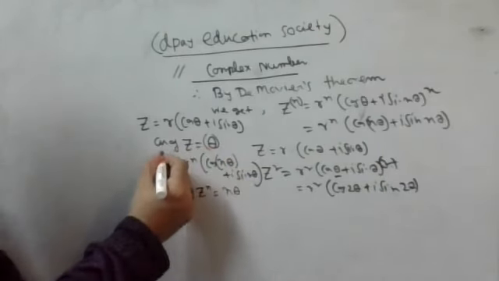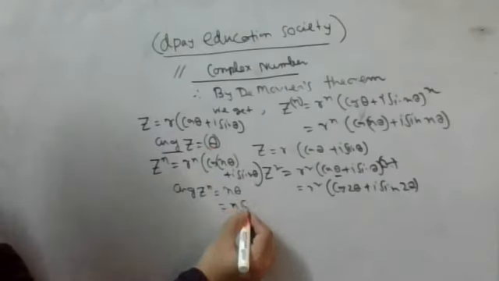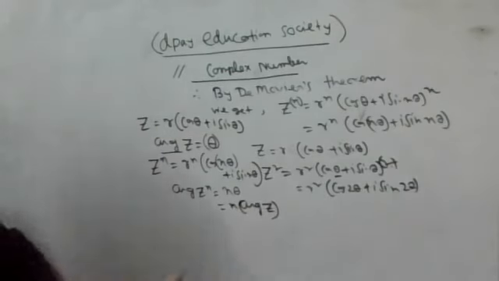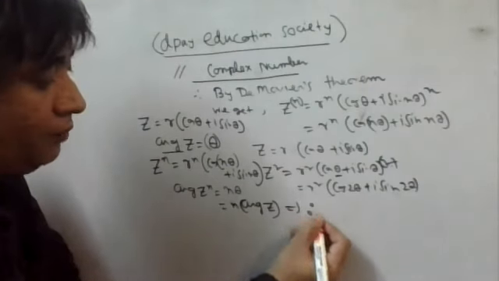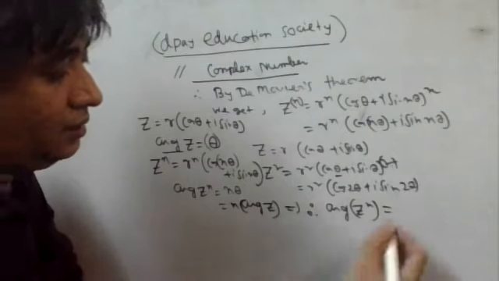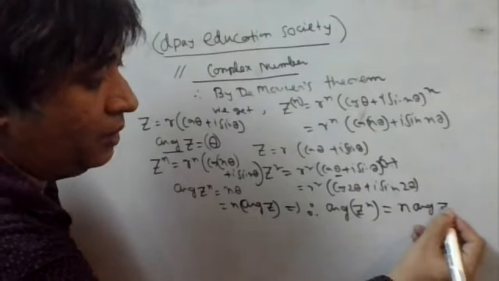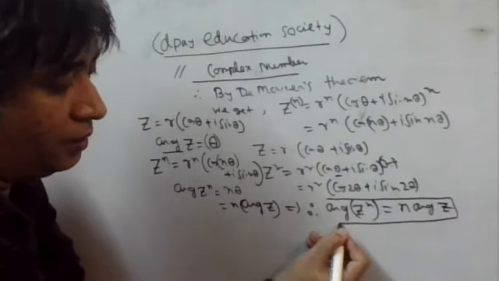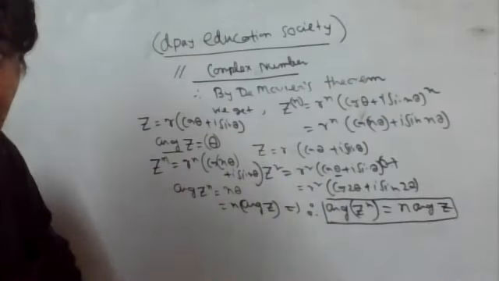Now θ is the argument of z, so nθ is n times the argument of z. This gives us a result. Therefore, the argument of z to the power n is nothing but n times the argument of z. This is an important property, must note down.